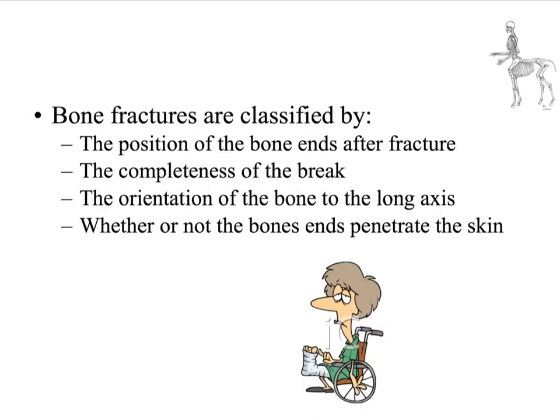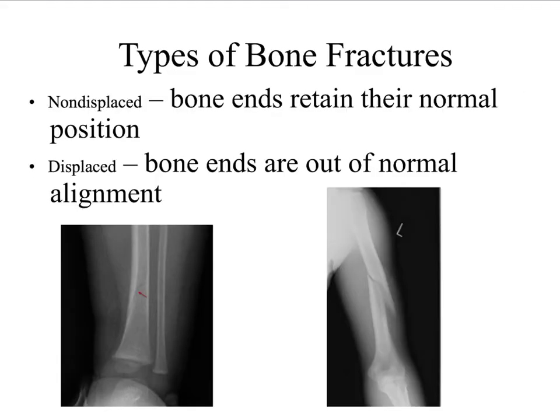Bone fractures are classified in 4 different ways: the position of the bone ends after the fracture, the completeness of the break, the orientation of the bone to the long axis, and whether or not the bone ends penetrate the skin. So we're going to talk about all the different types of bone fractures.